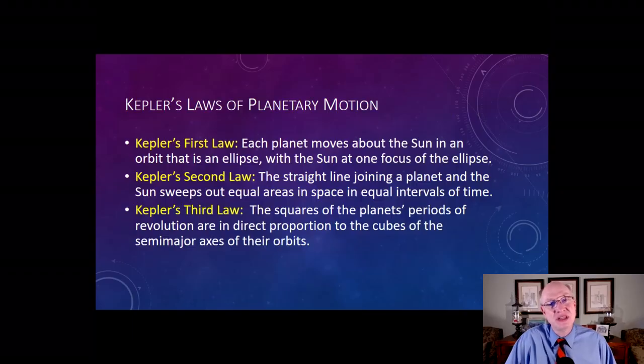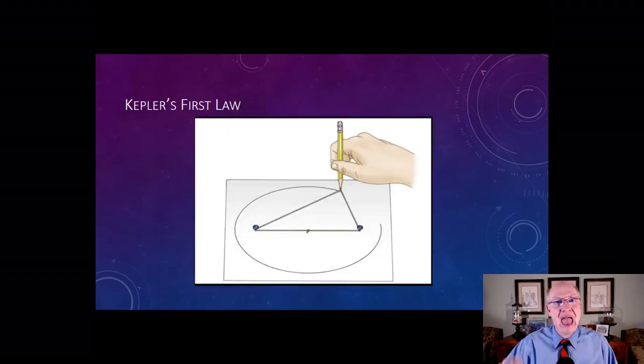Now let's talk specifically about what I mean by an ellipse. An ellipse is a specific type of geometric figure. To make an ellipse, you can take a piece of cardboard and you can drive 2 pins into the cardboard and connect the 2 pins with a piece of string. And if you put your pencil in the string and pull it taut, and then move your pencil around the two pins, it will trace out an ellipse.